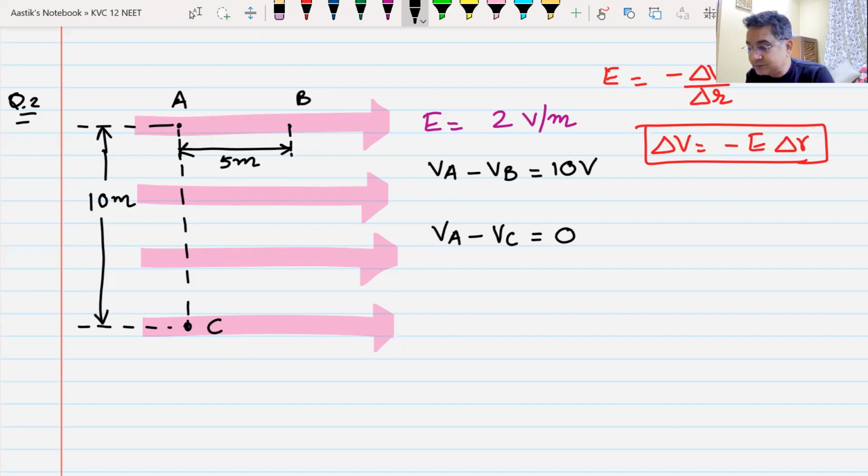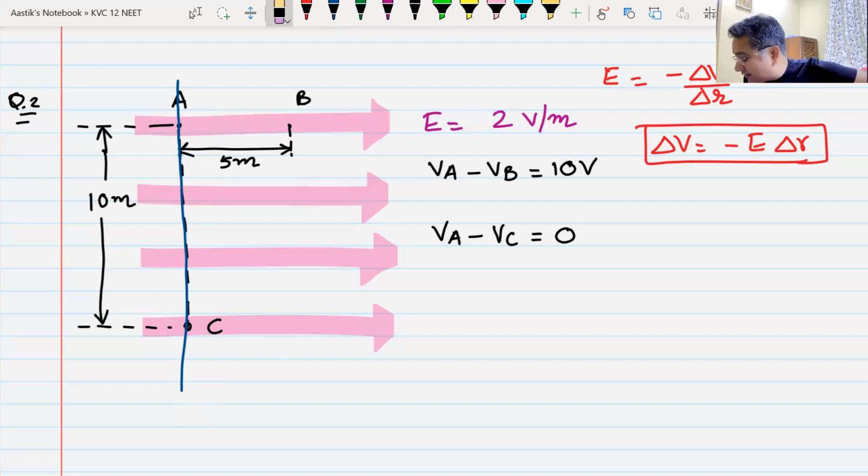Why is it 0? Because when you go from A to C or C to A, you are always moving the same way. You're always moving perpendicular to the electric field, my dear friend. And this A and C will become an equipotential surface. On an equipotential surface, the potential will remain the same, whatever the value is. When you move perpendicular to an electric field, potential does not change.